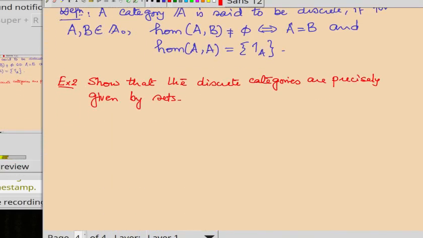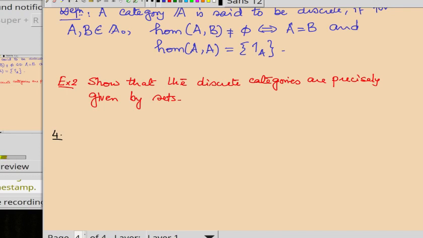Let's see another example. So this was one in which, in some sense, the morphisms were trivial. Now let's make the objects trivial.